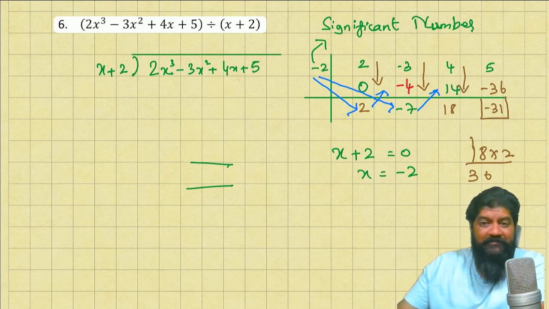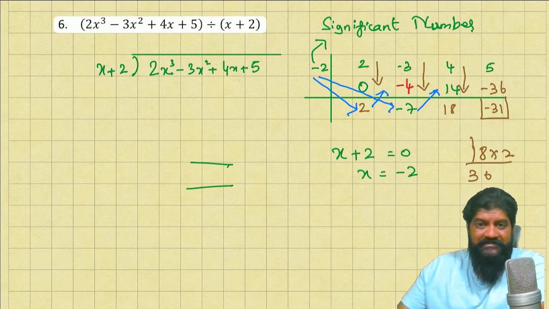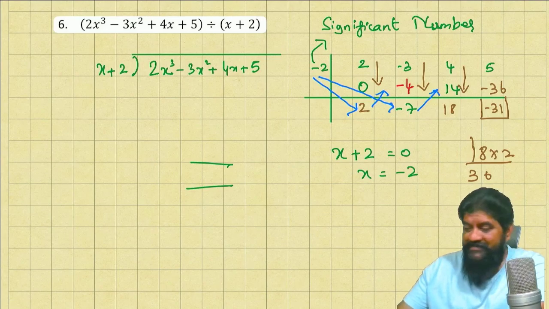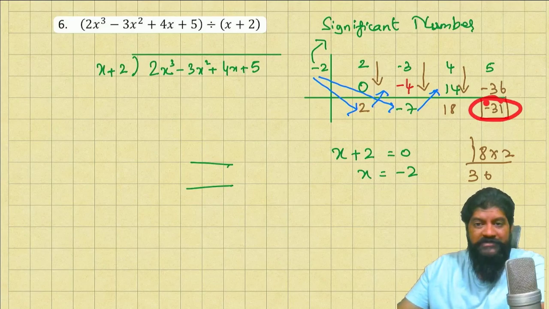What is this telling me? This is telling me that this is not completely divisible, which simply means that x plus 2 is not a factor of the given polynomial. Why is that so? Because this box will represent the remainder, which is minus 31.